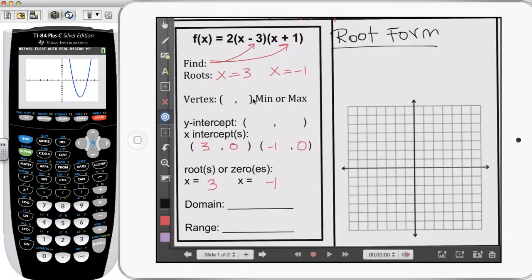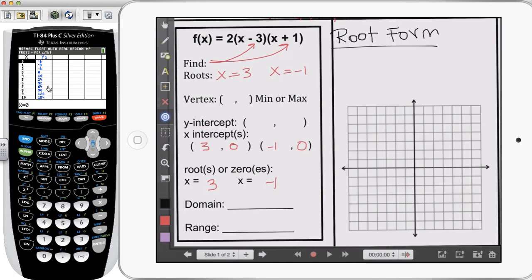Now you can always graph this on your calculator and check. But it's always good to know what you're able to find from your equation to save time on the test, let's say. And realize that a root form will always give you the roots. So let's graph this and see what we get. As you can see, it's going through negative 1 and going through 3. So these are going to be my roots, but I can always go to my table and double check.